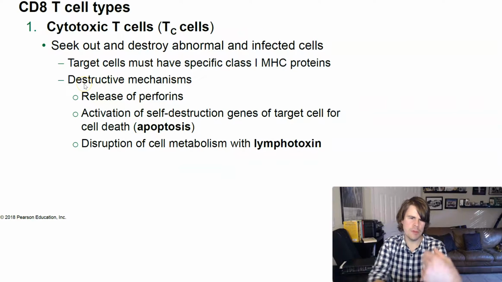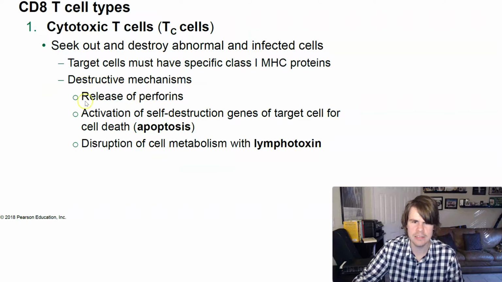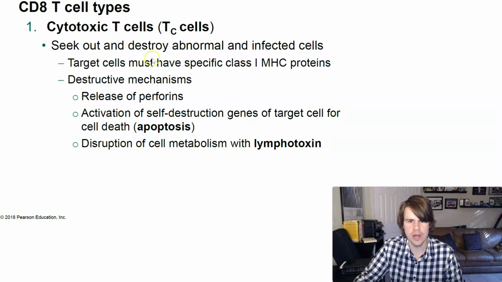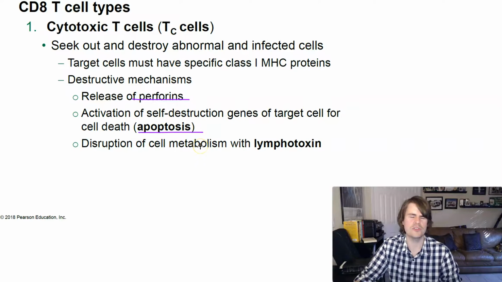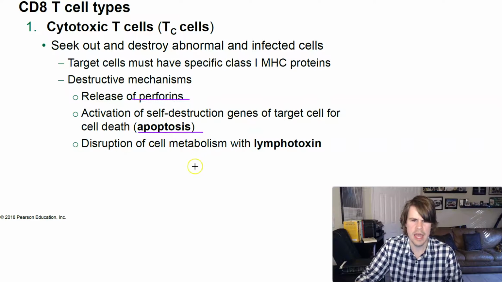So let's remember a couple of the T cells now. Cytotoxic destroys cells, right? Abnormal or infected cells. So target cells must have specific proteins on the outside. And then how do they do this? They release those perforins, which causes pores in the cell membrane. It triggers apoptosis, which is cell death. And then disruption of cellular metabolism with certain toxins.